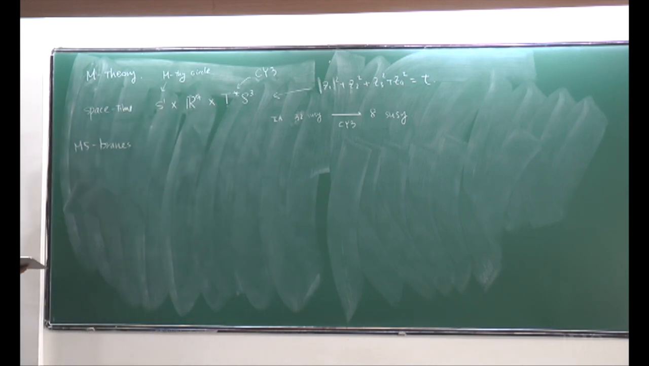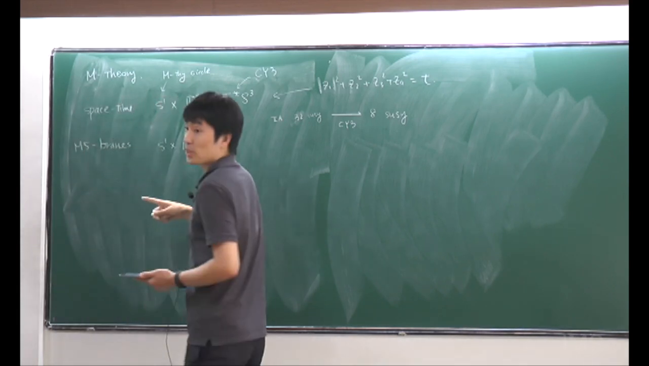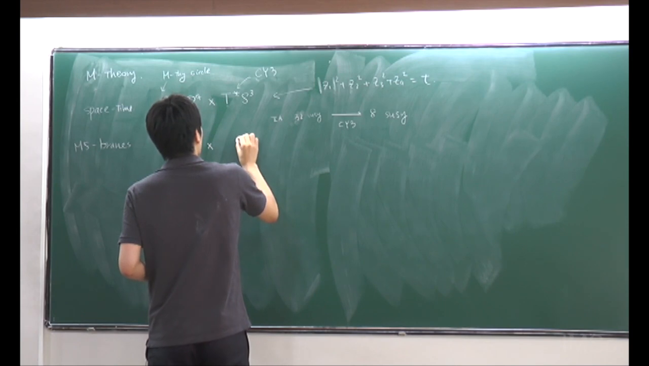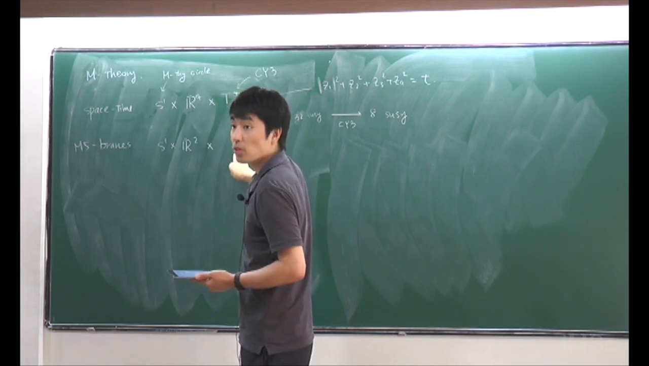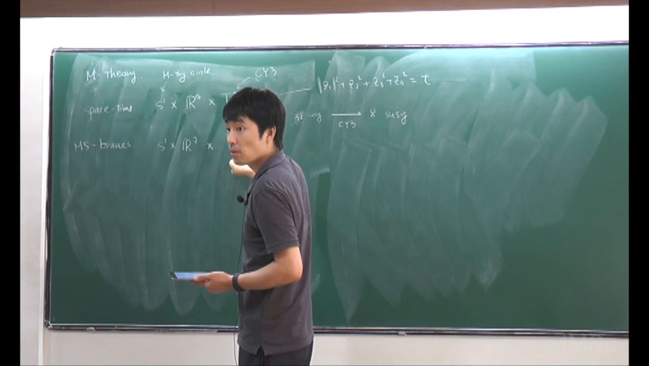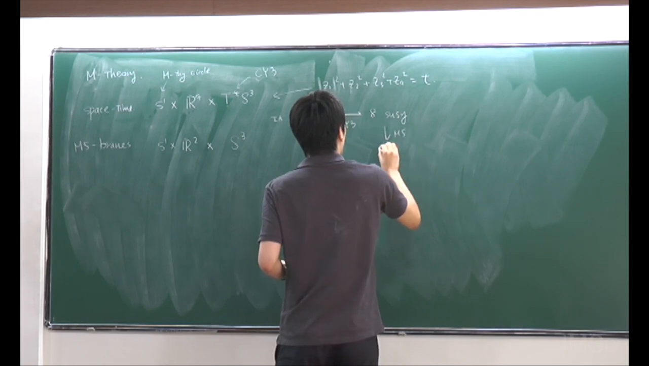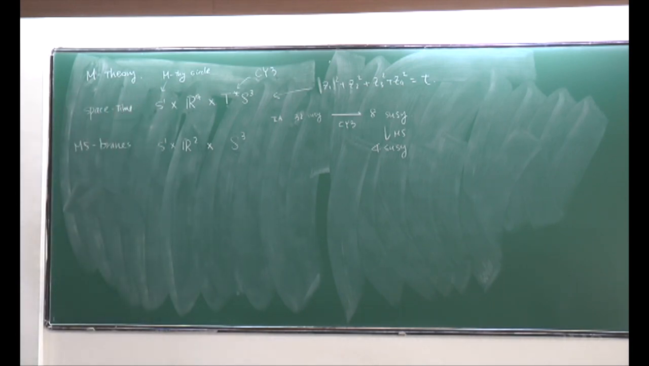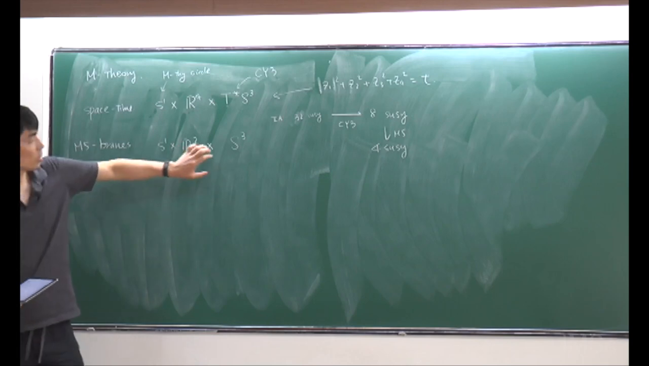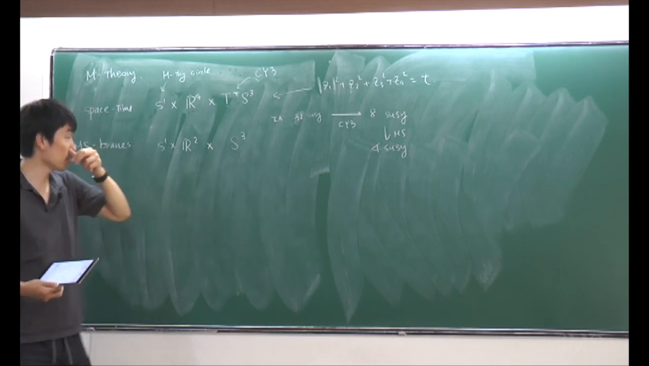And if you put the M5 branes, you would like to preserve half supersymmetry. In that case, to preserve supersymmetry, you have to put a Lagrangian submanifold in the Calabi-Yau 3-fold. In particular, I'm going to take S3 as a Lagrangian submanifold. If you put the M5 branes, it preserves 4 supercharges in total. That's what's going to happen. So S3 is a Lagrangian submanifold of the Calabi-Yau 3-fold, and it preserves half supersymmetry, and it becomes 4 supercharges.